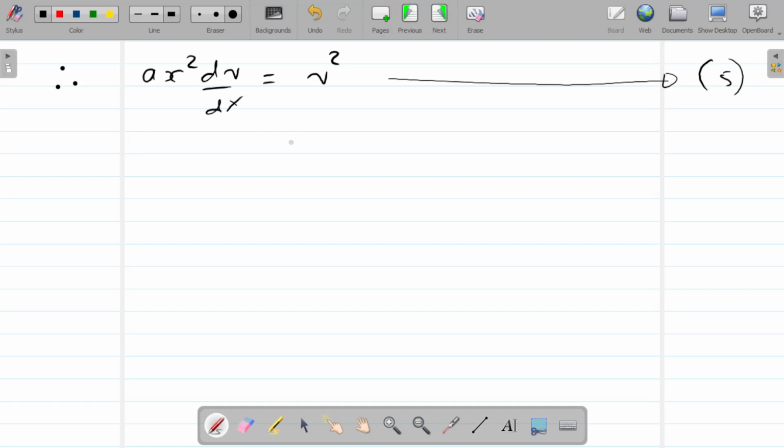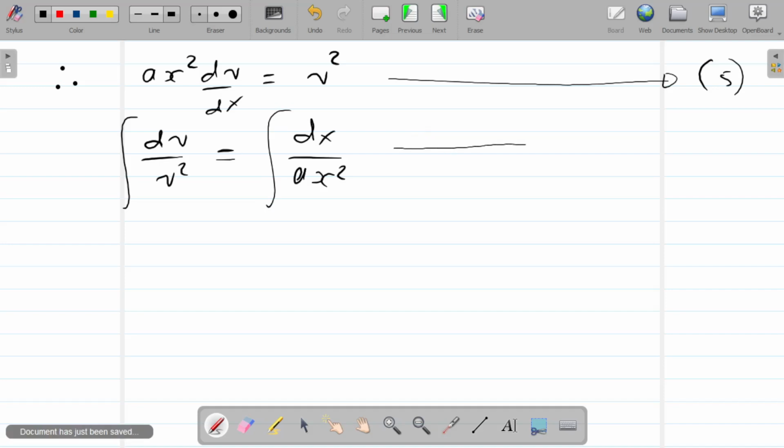Now, you can see that equation 5 is separable. So we can rewrite this as dv over v squared is equal to dx over a x squared. And of course we have to put our integral signs in. We'll call this equation 6.